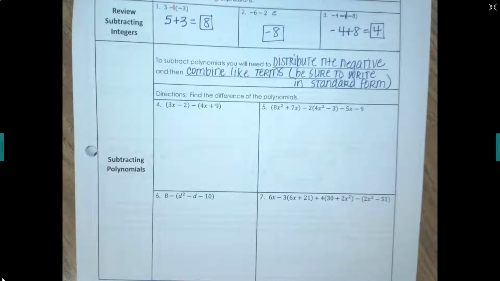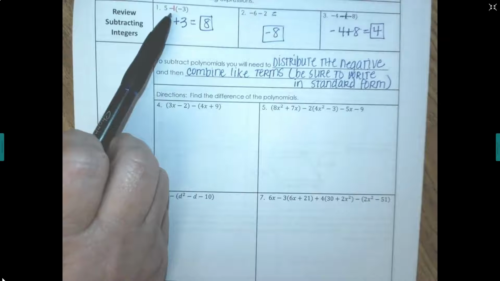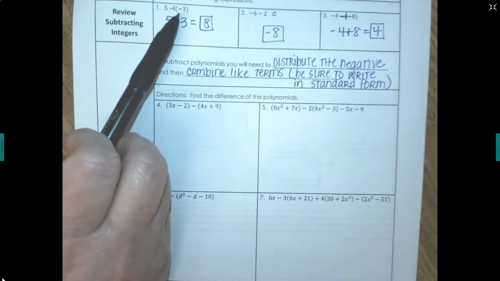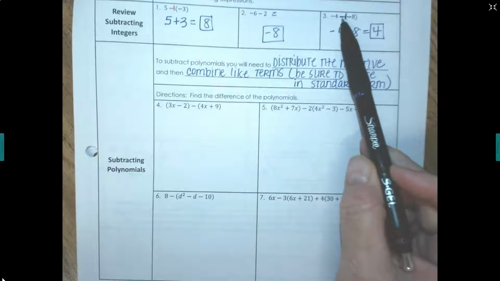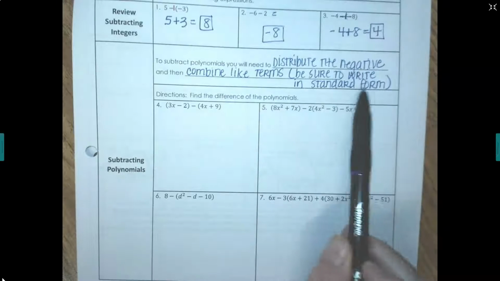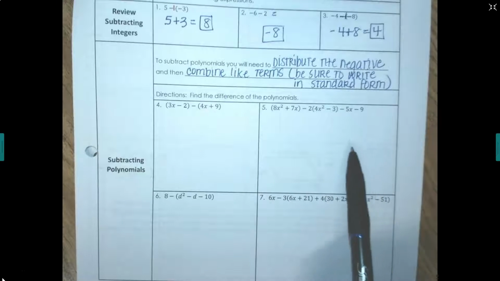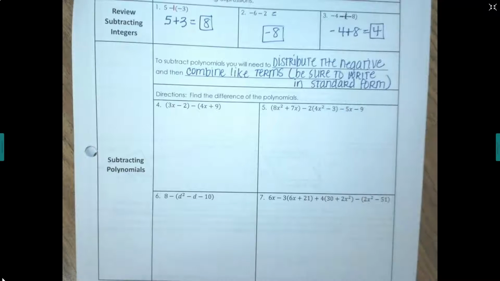All right, now let's try subtracting. So when we want to subtract our polynomials, what we will need to do is distribute our negative sign, kind of like what we were talking about here. This is really negative 1 times negative 3, and that's why it's positive. Same as here. This was negative 1 times negative 8, making it positive 8. You've got to distribute your negative sign, and then you're going to combine your like terms. And as always, when we have these polynomials, you want to make sure you write your final answer in standard form. So let's show what that means.